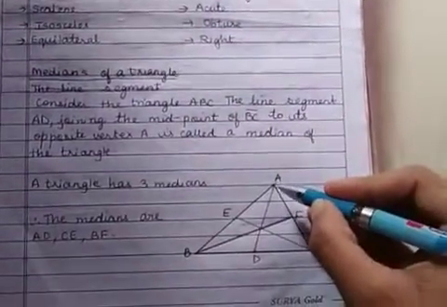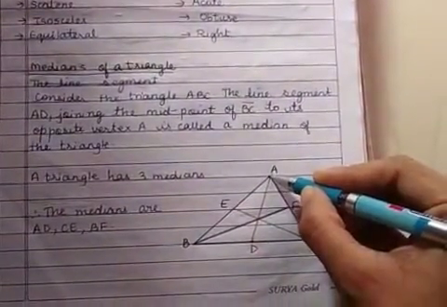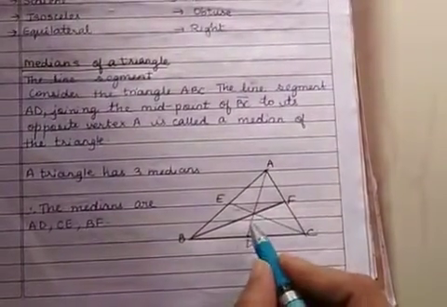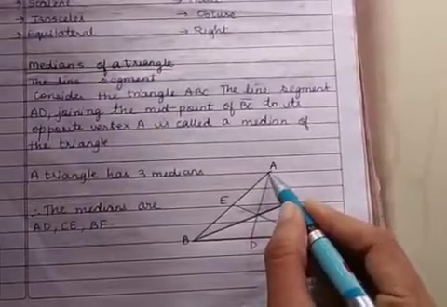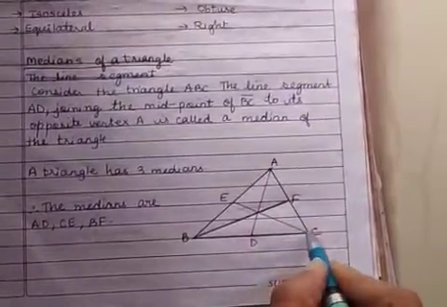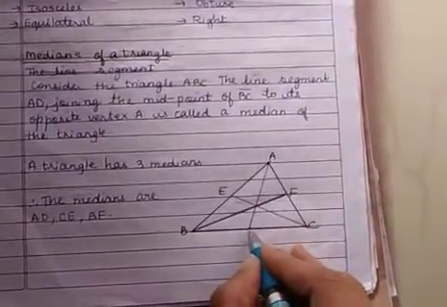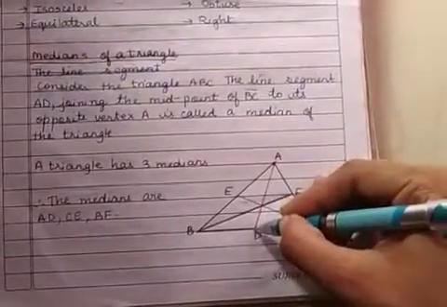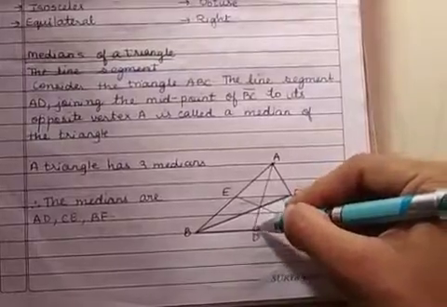So now in the figure you can see from A I am drawing a median to the midpoint of the opposite side. Which is the opposite side of A? The opposite side is BC. So first I find the midpoint of BC, and from the vertex A I draw this line segment. So this is our median.